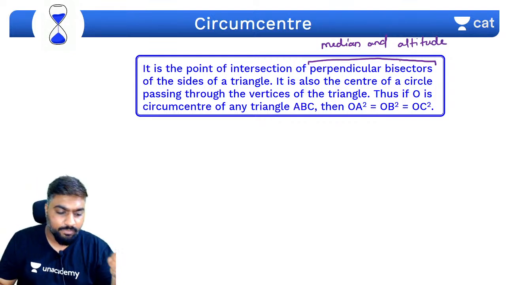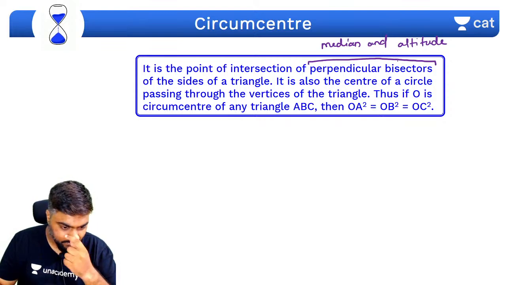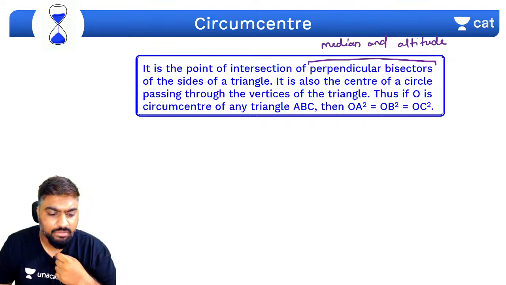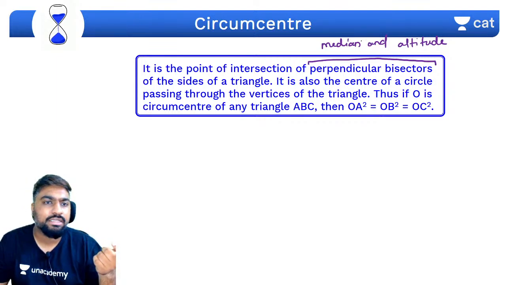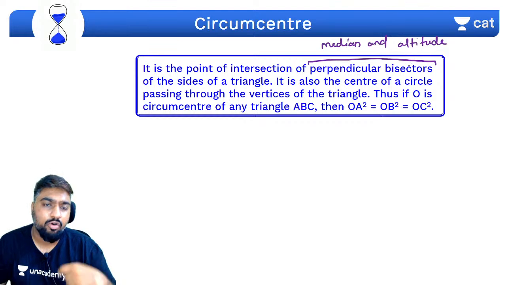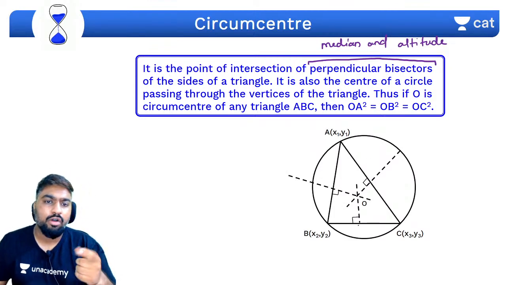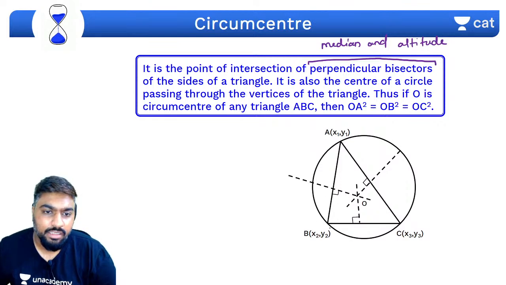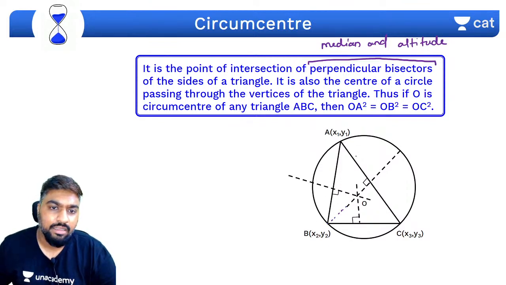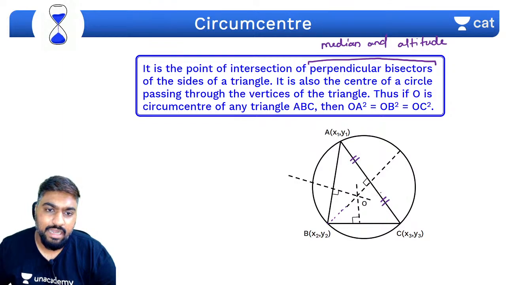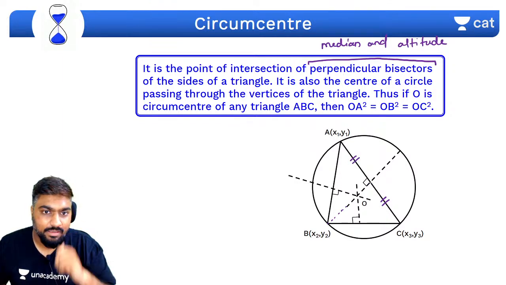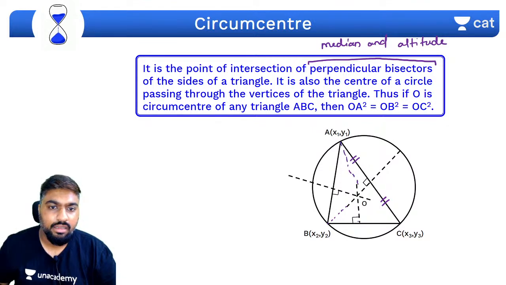Meaning they will divide the opposite side. Piyush, what are you saying? The combination of median and altitude is a perpendicular bisector. It will be perpendicular to the opposite side and it will also bisect the opposite side. For example, here this line divides this in equal parts and is also perpendicular to it. Same way, equal parts and perpendicular.